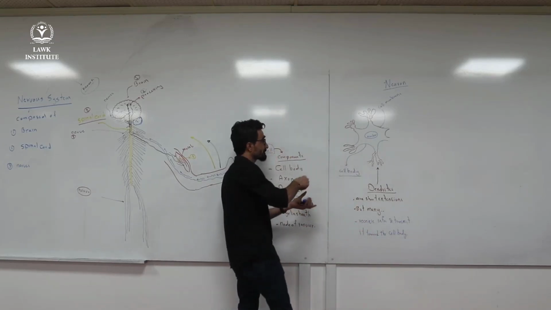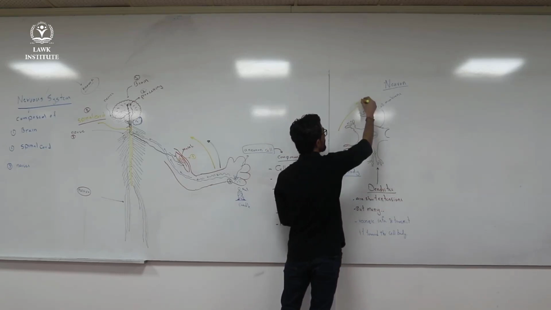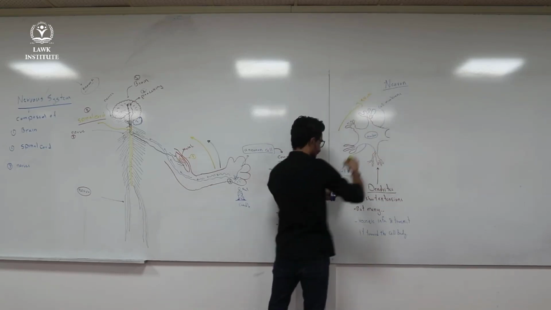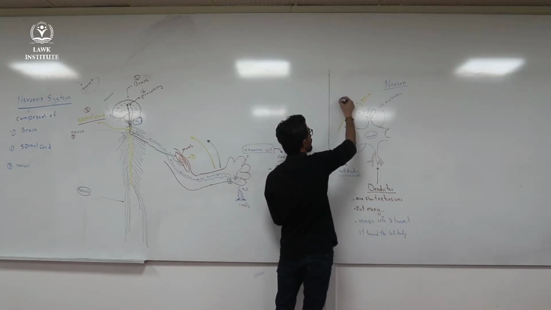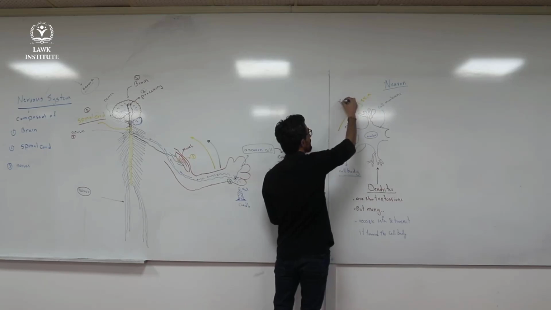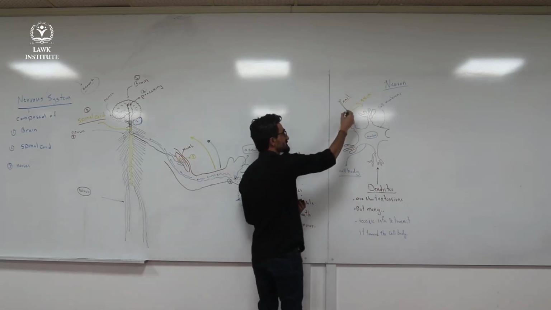Assume that this is your skin. This yellow line represents your skin, and assume that this is something, a knife or a needle, that touches your skin. Let's say a nail or a needle that touches your skin.